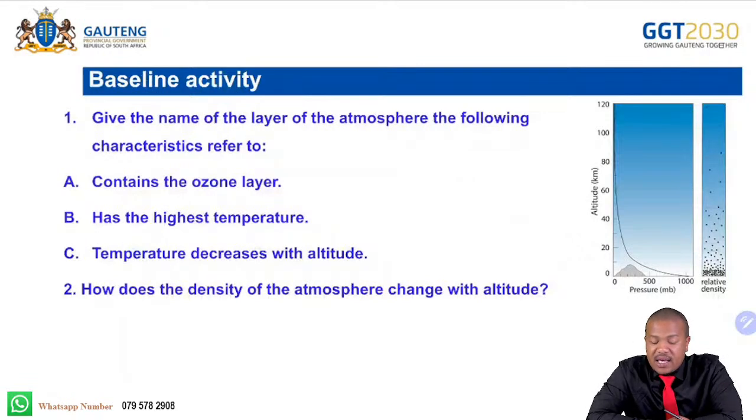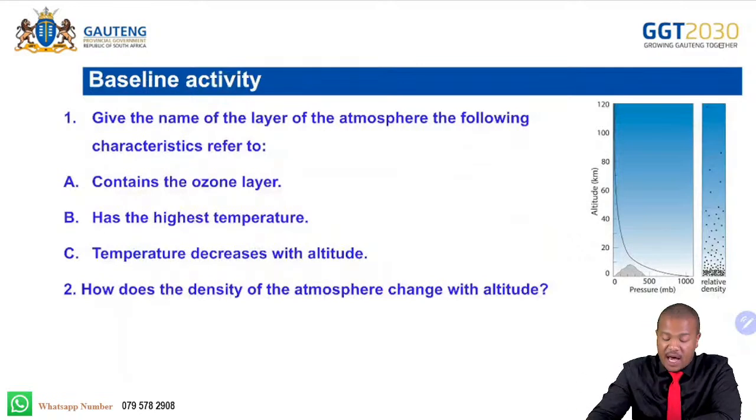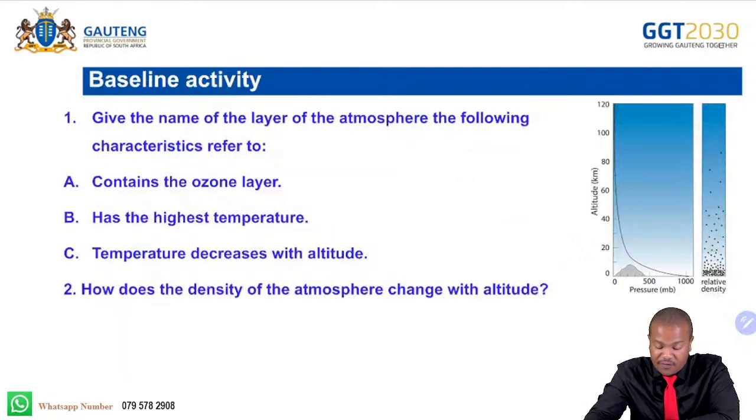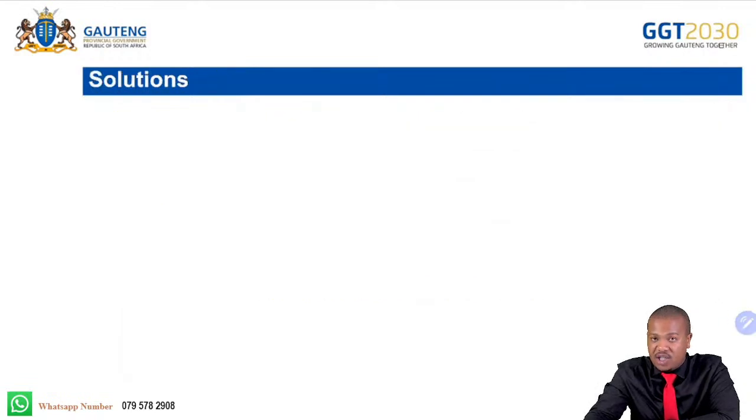So let's go through the questions again. Number one was saying, give the name of the layer of the atmosphere the following characteristics refer to. A, contains the ozone layer. B, has the highest temperatures. Then C, decreases with altitude. And number two, how does the density of the atmosphere change with altitude?